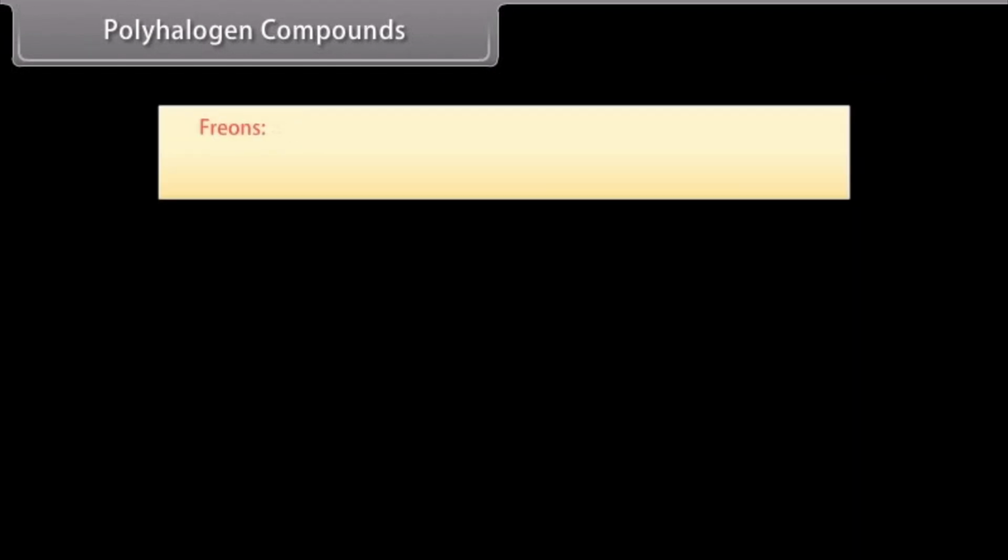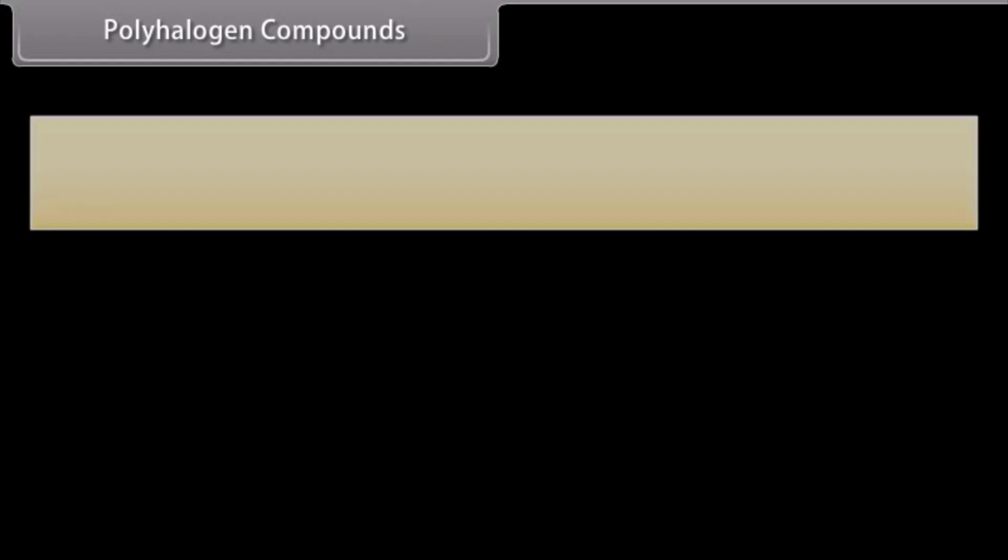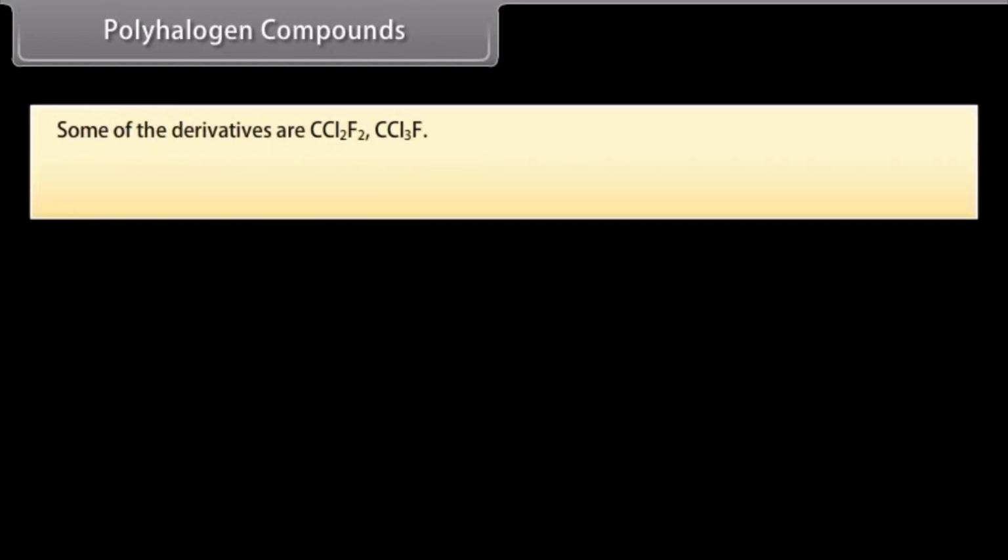Polyhalogen compounds. Freons. The chlorofluoroderivatives of methane and ethane are called freons. Some of the derivatives are CCl2F2, CCl3F.